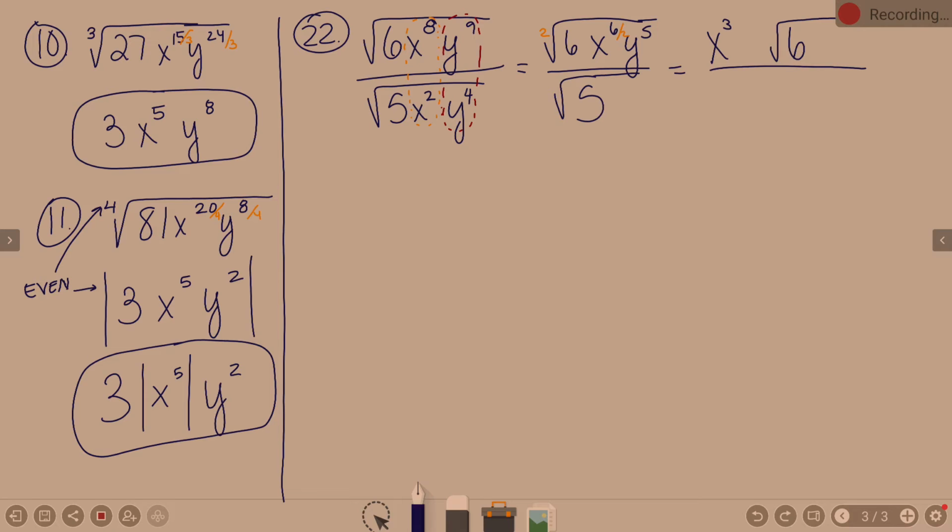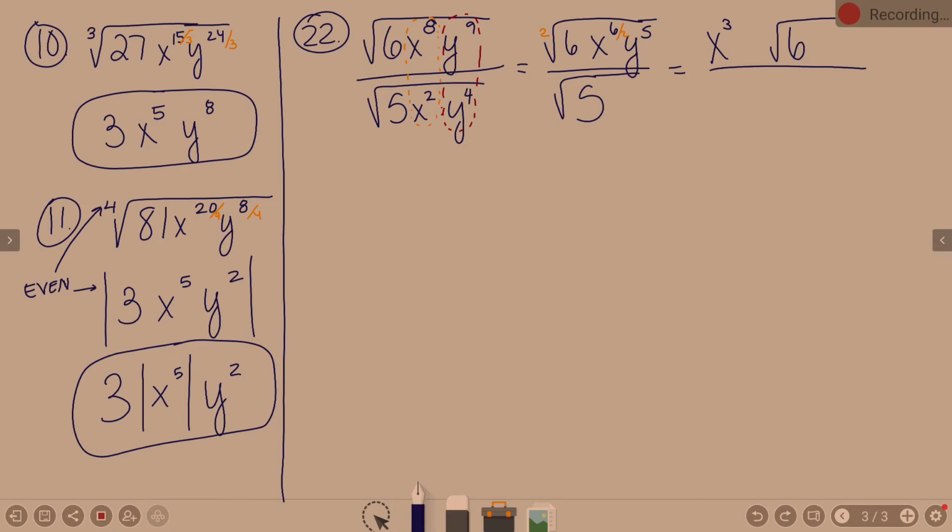Now, if you're looking at my answer key, I just realized I actually have another step in here that I'm kind of skipping over. I was going to do it off to the side here. What about y to the 5th? Can I take the square root of y to the 5th? No, 5 does not divide by 2. The closest number below 5 that can divide by 2 is 4.